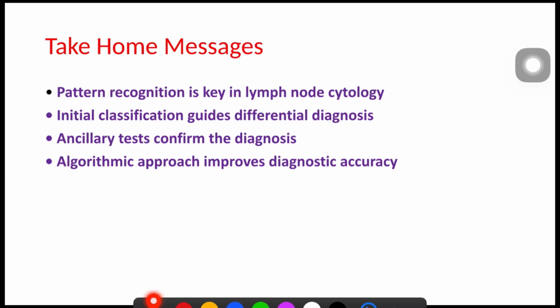Select the appropriate ancillary test. And this approach not only improves diagnostic accuracy but also helps avoid common pitfalls and misinterpretations. So most importantly, it reflects how experienced cytopathologists actually think at the microscope. So next time you examine a lymph node FNAC, don't start with the diagnosis, start with the pattern.